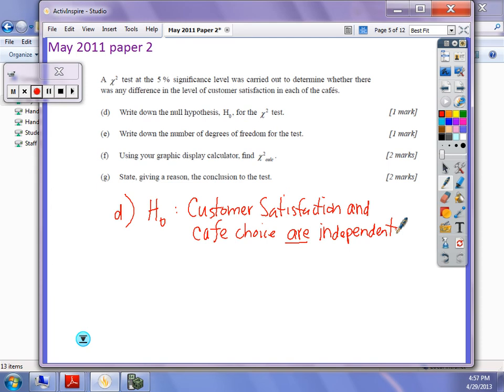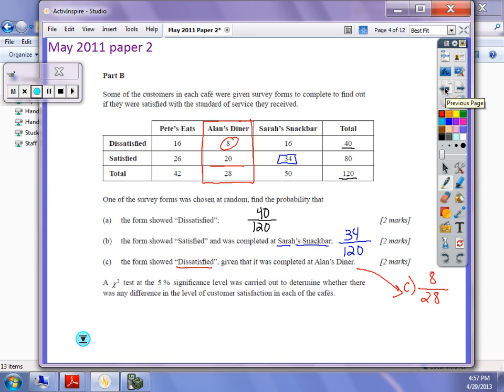That's the null hypothesis. For Part E, we're asked to write down the number of degrees of freedom. You don't have to show any work for this problem, but let's remember how we calculate the degrees of freedom. We calculate the number of rows. So I've got 1, 2, 3 rows, and oh no, I don't.